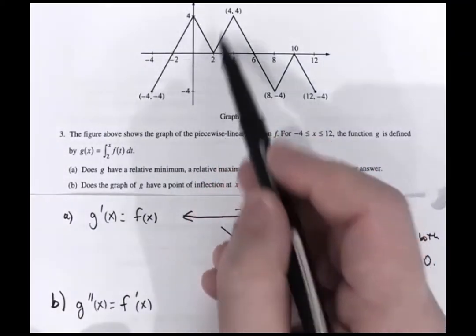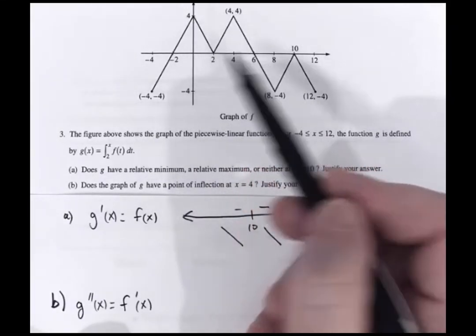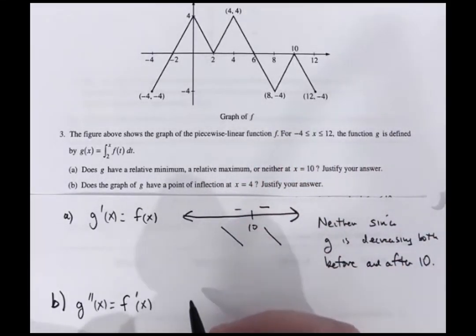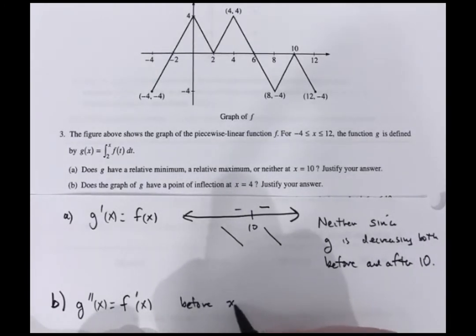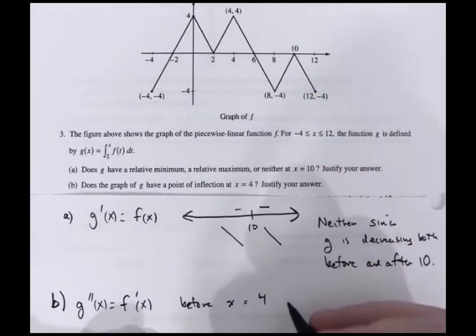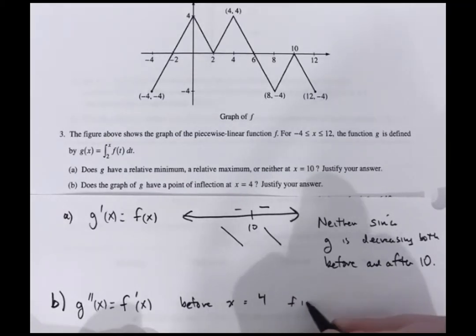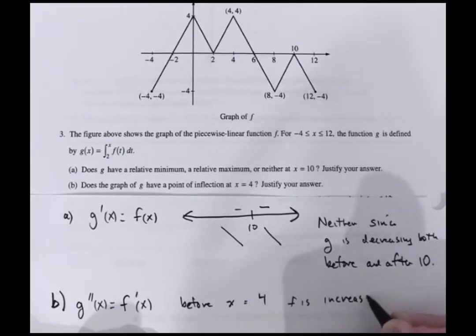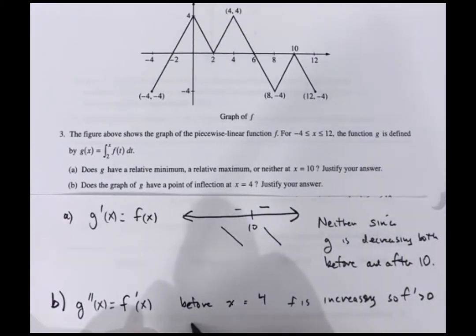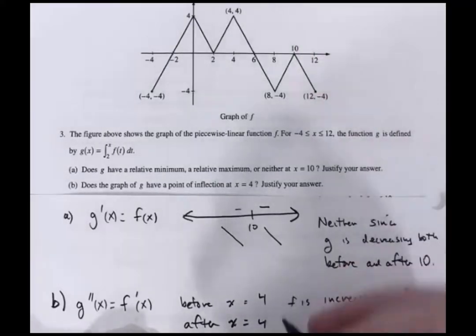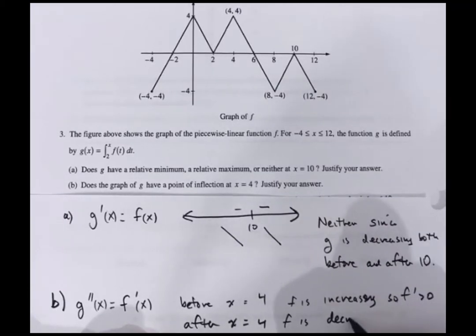Because the derivative, which is f, is actually continuous, so it's all fine in that sense. And notice that before x equals 4, I was pointing at the wrong spot though, over here. Before x equals 4, f is increasing, so f prime would be bigger than 0, and after x equals 4, f is decreasing, so f prime would be less than 0.